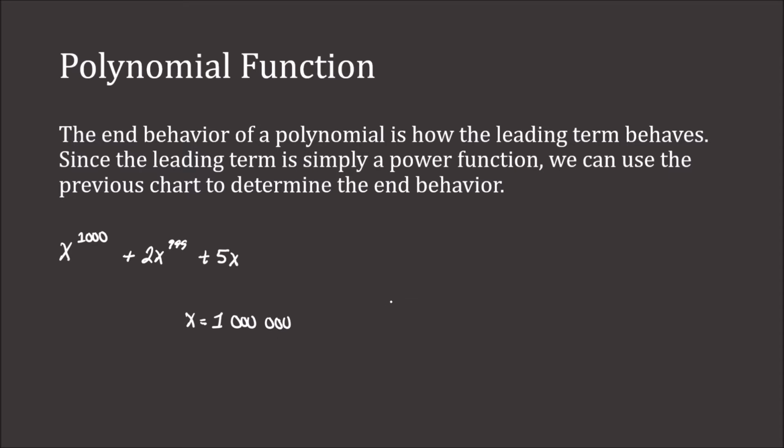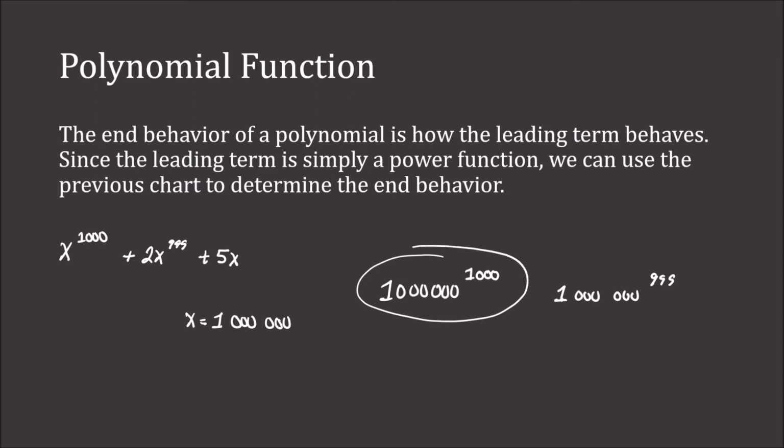Well, if we look at 1 million to the 1000 versus 1 million to the 999, right? This term, this leading term, completely dominates everything else. Nothing else really matters. So this is why the end behavior is determined solely based on this leading term.